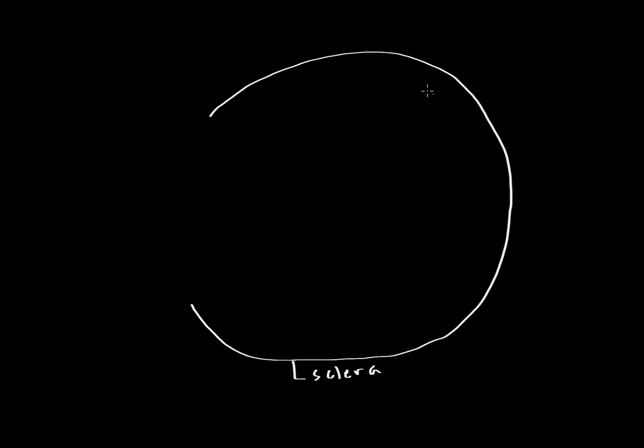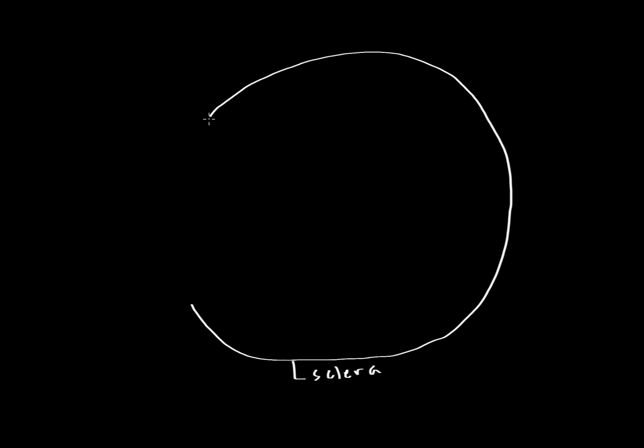And the sclera is a thick, fibrous tissue that basically forms the substance of the eyeball. So the white part of the eye is the sclera, and it serves to protect the eye, and it also serves as an attachment point for muscles so that you can move your eyeball around when you're looking at different things. So this white part is the sclera.